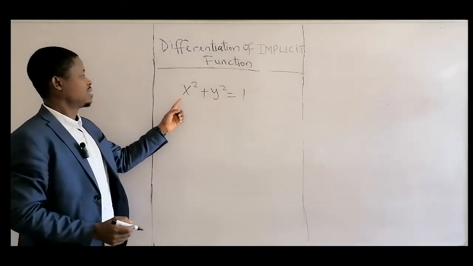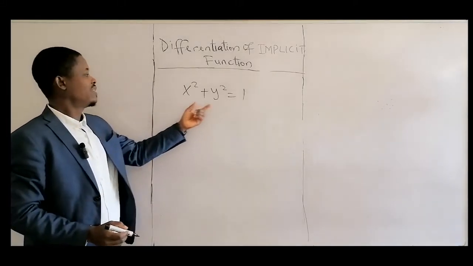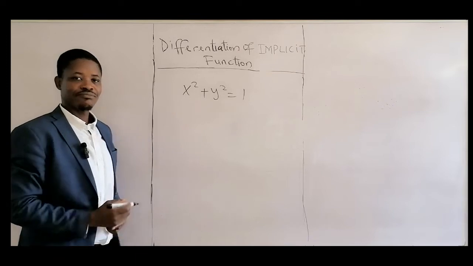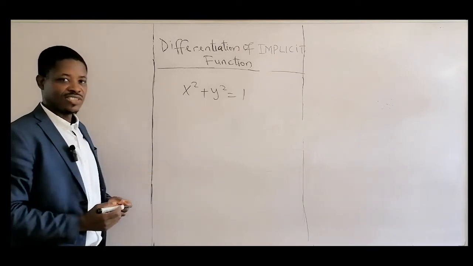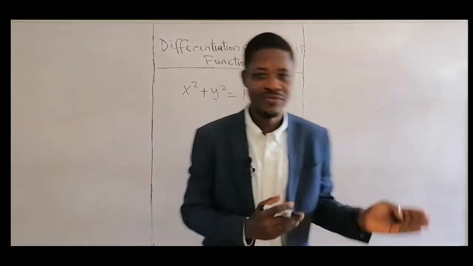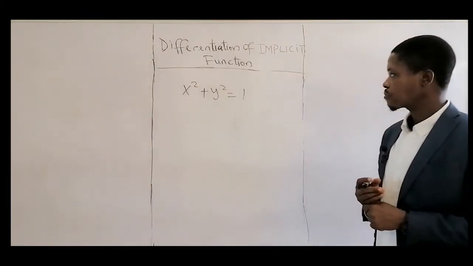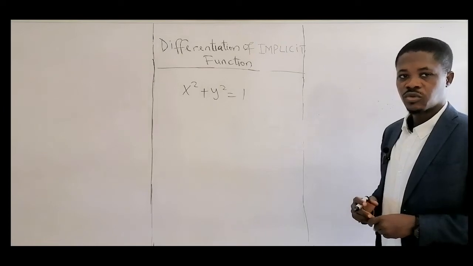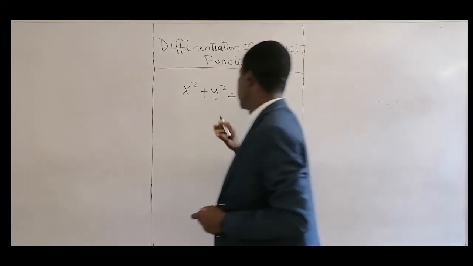So this one is x squared. So the variables are what? Are not the same. So that's what we call implicit differentiation, when you are differentiating with respect to different variables. Okay? So let's see how we can go about that.